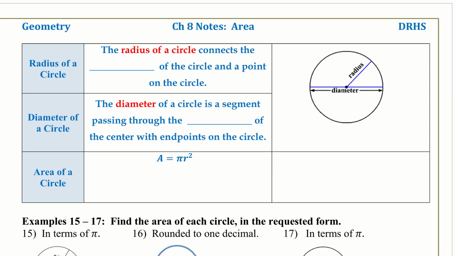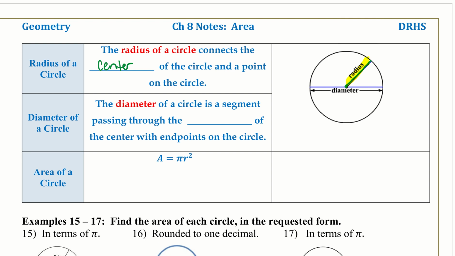So when we're looking at circles, we do need to, again, have some vocabulary. The radius of a circle is going to connect the center of the circle to one of the points on the circle. Here's a radius right here. Now, it could be anywhere around the circle. The radius will be the same all the way around the circle. That's why we get this beautiful symmetry in a circle.